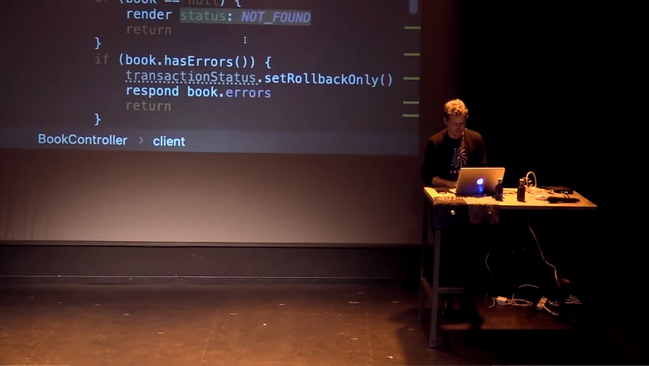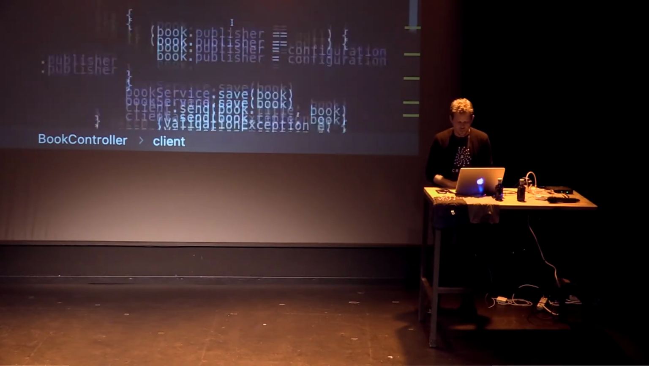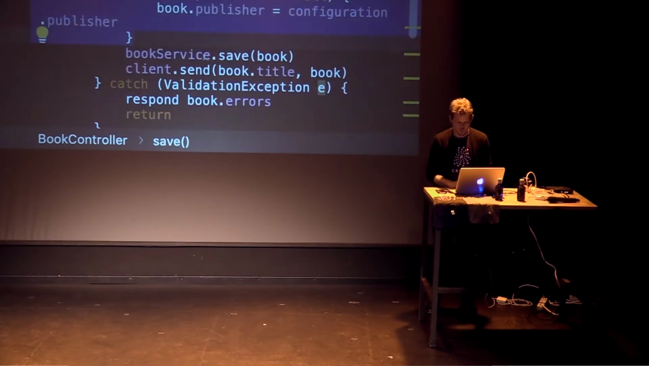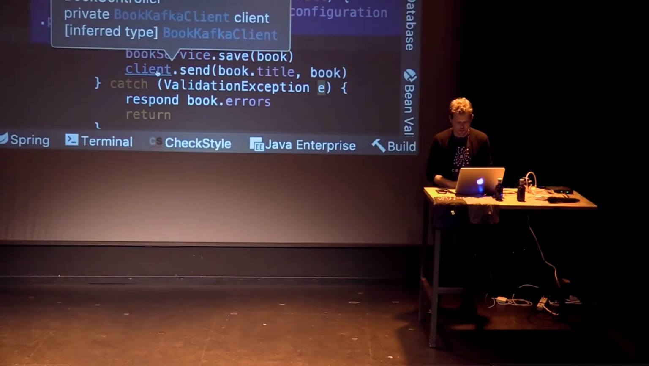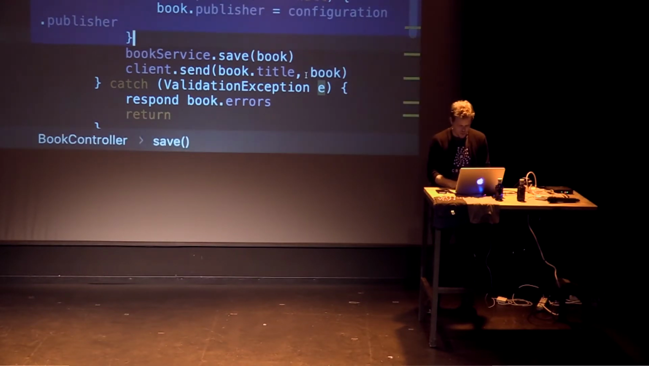And in the action here, what it's doing is we have a save method to save the book, and it's setting the publisher property of the book. It's saving the book using GORM, and it's using the Kafka client. It's sending the book to a Kafka queue.